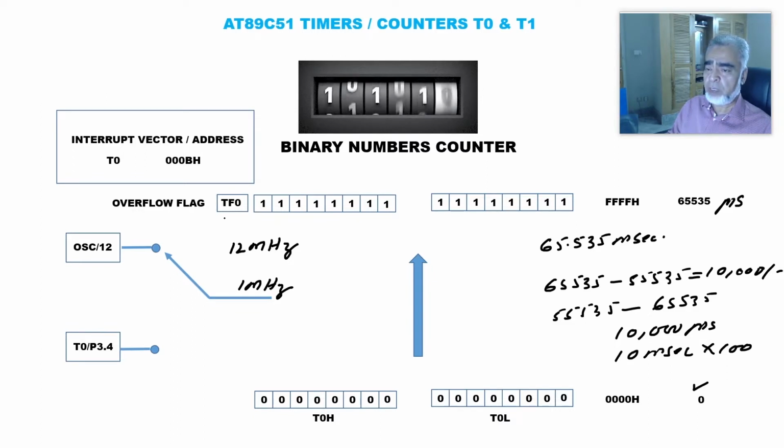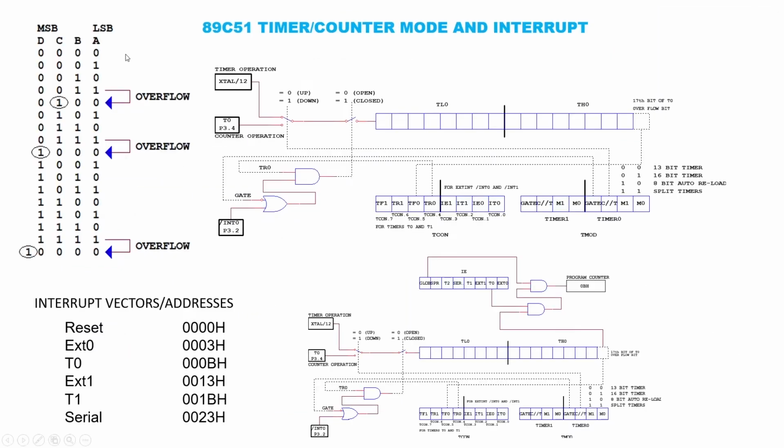And if we enable the timer 0 interrupt, then this flag, the timer 0 overflow flag, will force the program counter to jump to the value 000BH, which is the interrupt vector for the timer 0 interrupt. And here we can understand the concept of the overflow bit.